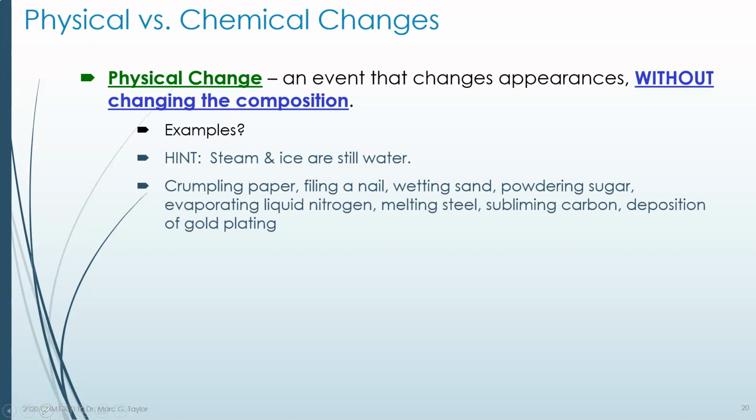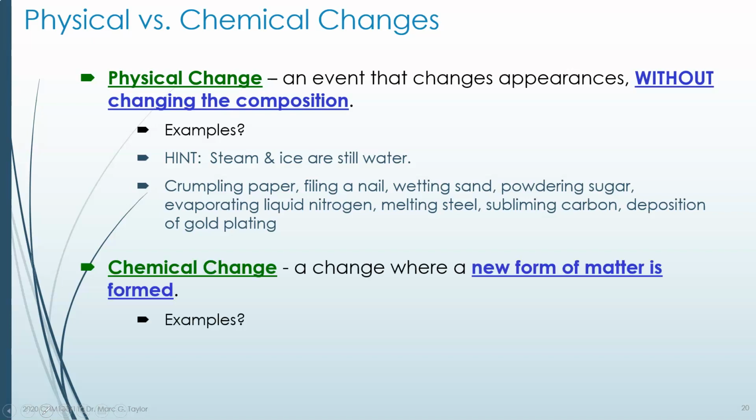You can have other physical changes that change the appearance without changing the chemistry of the substances. Crumbling paper, filing a nail, putting water on sand. You're just wetting the sand. There's no chemical reaction. Grinding sugar into a powder, evaporating liquid nitrogen, melting steel, subliming carbon, so that's heating carbon up and making carbon vapor, depositing of gold plating. We talked about that in the last module. These are all changes of appearance or changes of state, so they do not change the chemicals.